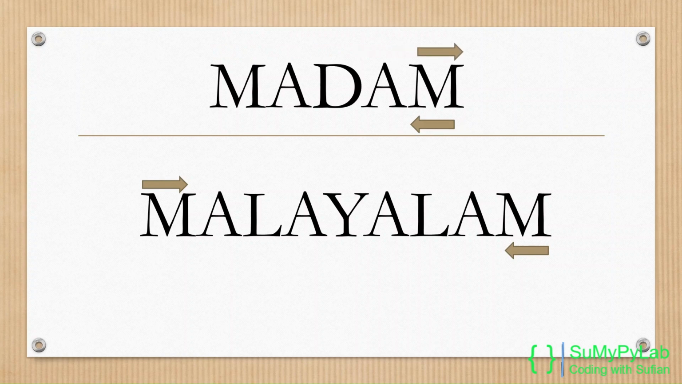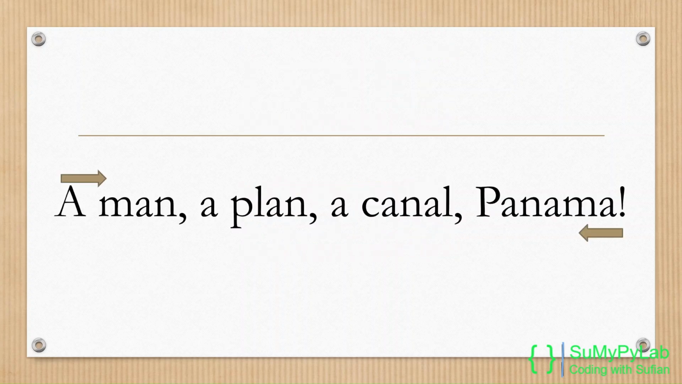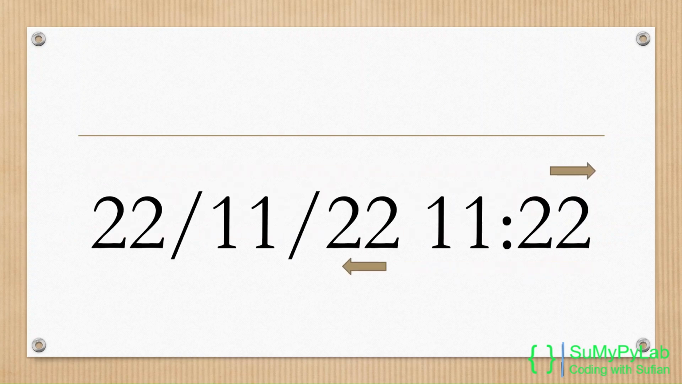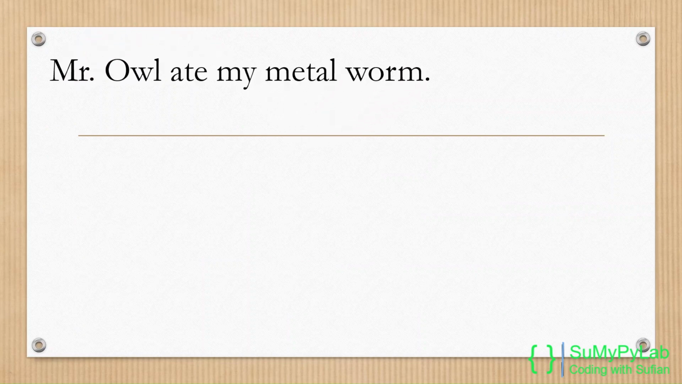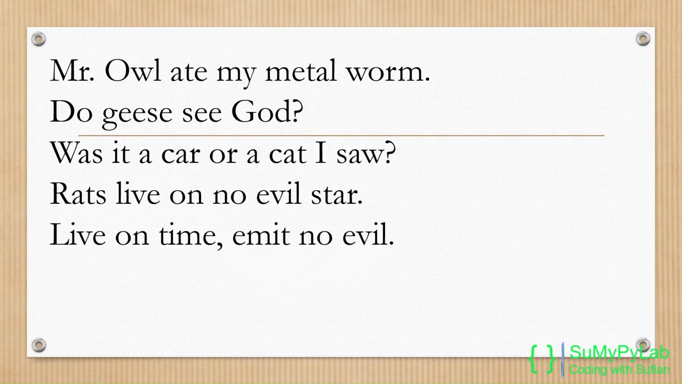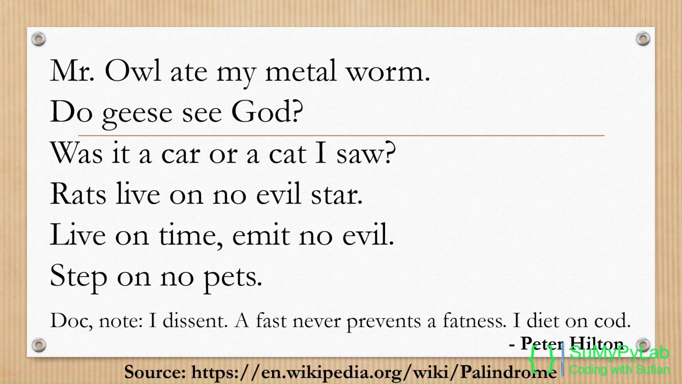Here are few palindromes. See, these reads the same both forwards and backwards. A long phrase. A very large number. Date and time. Here are a few sentences which are palindromes. Hope that you have understood what a palindrome is. Now we will move to the coding part.